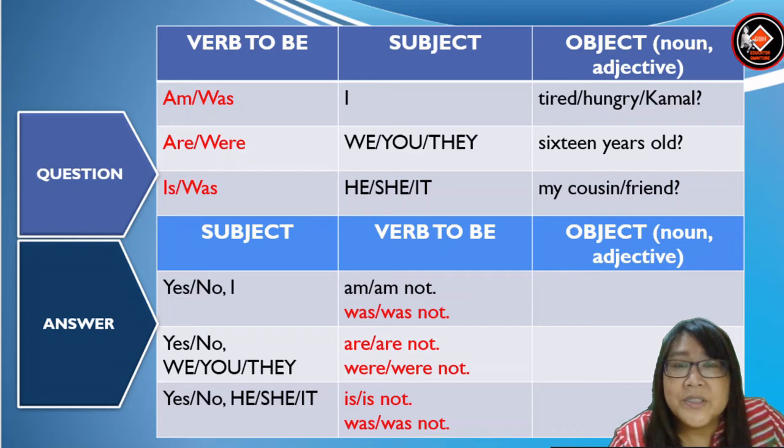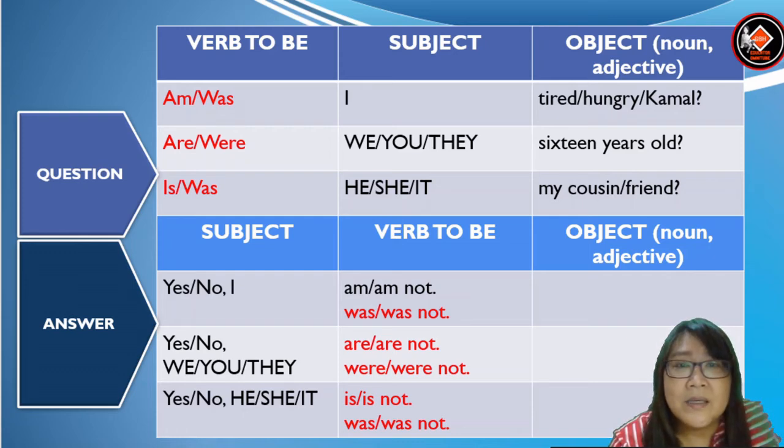Let's look at the question. For the question, the verb to be must be in front. For example, for I, you say am or was, and the subject is I, and then the object, a noun, or it is an adjective. Am I tired? Was I tired?